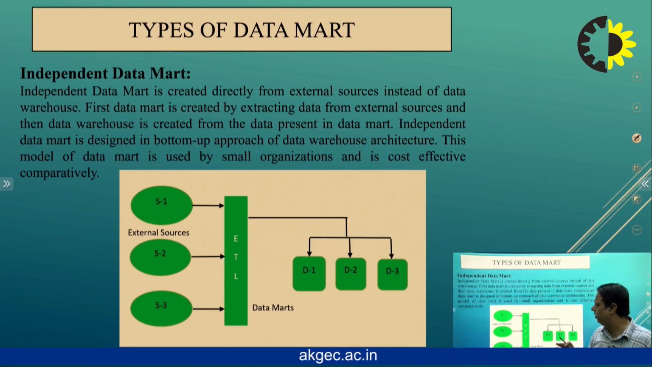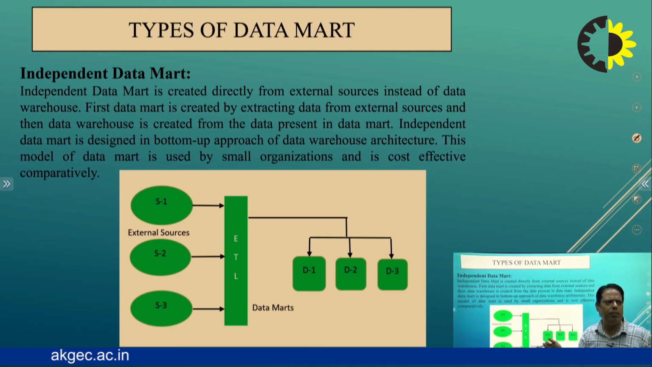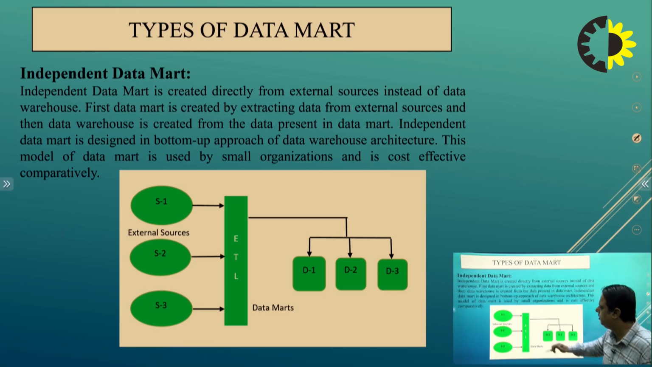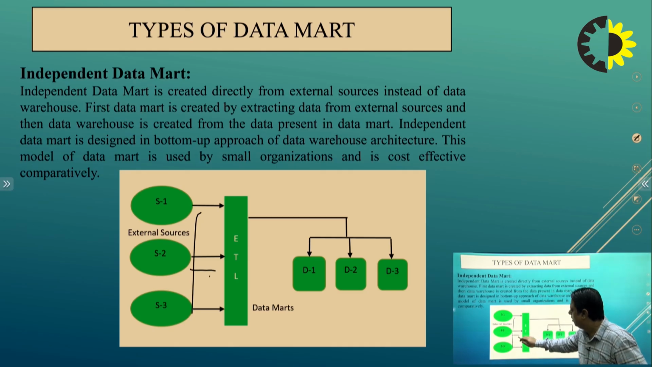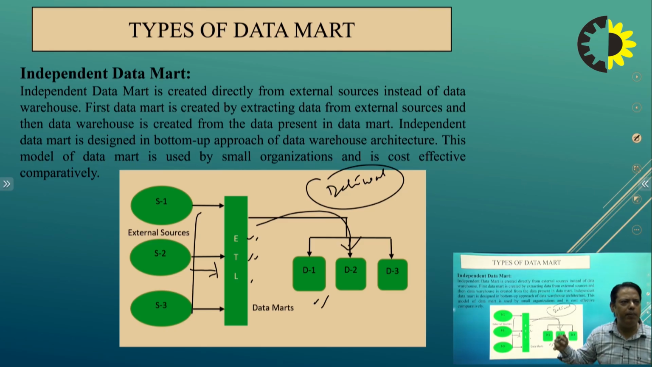Independent data marts are slightly similar, but there is a single difference between dependent and independent data marts. An independent data mart is created directly from external sources. These are the external sources. We perform the ETL process, extract, transformation and load, and directly convert into data marts. There is no need to maintain the data warehouse. In dependent data marts, first we create the data warehouse, and after that we create the data marts. But in independent data marts, the data marts are created directly after performing the ETL process.